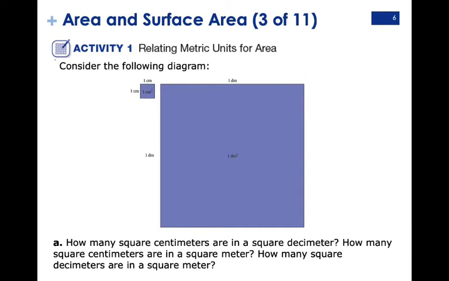So again, talking about the metric system here, what if we consider this question here? How many square centimeters are in a square decimeter? And again, for just conversions here, 1 decimeter is actually going to be 10 centimeters. And so we actually see that we could fit 10 across. Right? And so we're trying to see how many we could actually fit across.